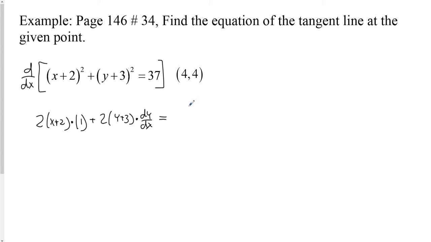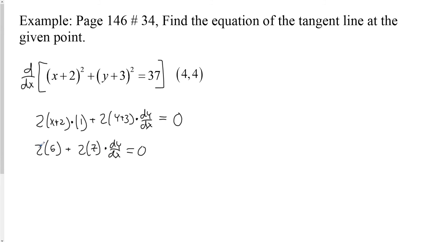And set that equal to the derivative of 37, which is 0. Now I could solve for dy over dx, but this is the derivative. It's not pretty, but it is the derivative, and it's usable. So I'm going to plug in my 4, and my dy over dx will be the slope of the tangent line. I'm going to go 2 times 4 plus 2, which is 6, times 1, plus 2 times 7, because 4 plus 3 is 7, times dy over dx, and then it's still equal to 0. So now that's 12, that's 14.